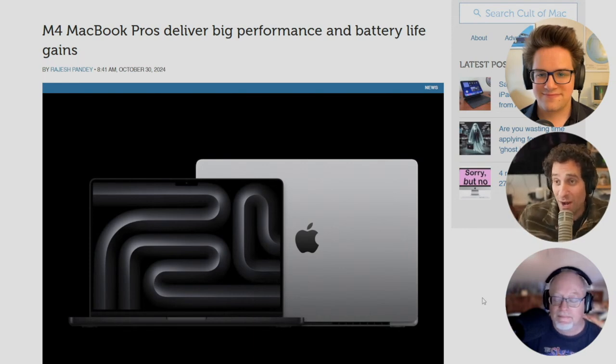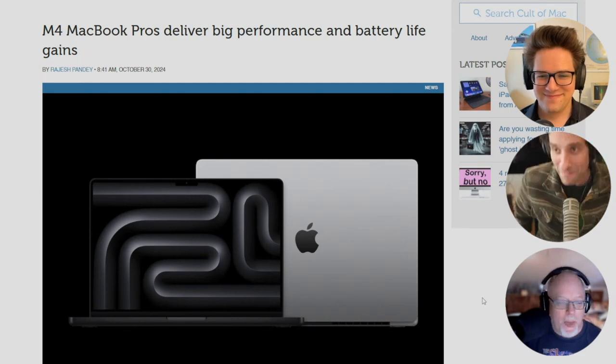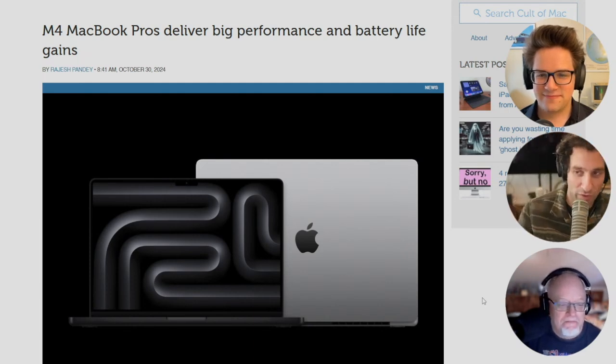God, this is so confusing. This is why I don't want to talk about it. You get the 14 core CPU, the 32 core GPU, which is the same as the best model last year. And then you get performance increases.